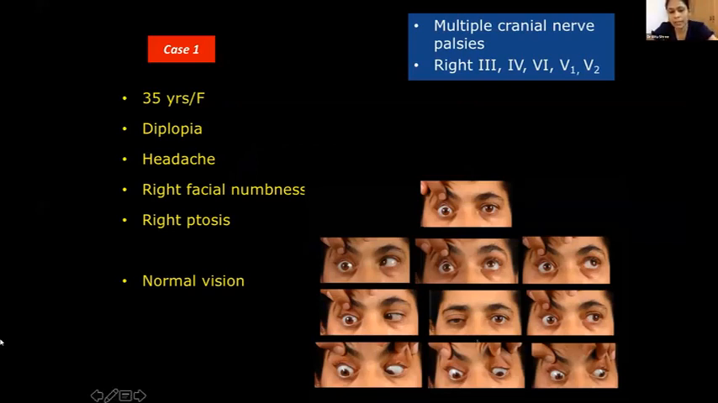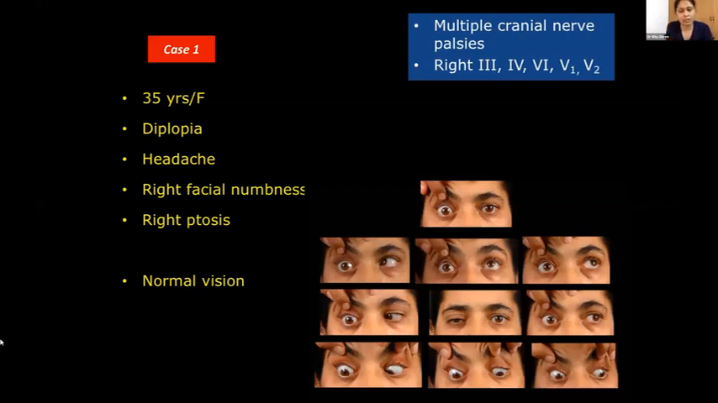So coming on to our cases, the first case is a classic case. We are seeing many cases of mucormycosis these days. The patient presents with multiple cranial nerve palsy. This patient has right third, fourth, sixth, and sensory division of trigeminal involvement, and thus the lesion has to be where all the nerves are meeting together. So the lesion can be in the cavernous sinus, superior orbital fissure, or orbital apex.